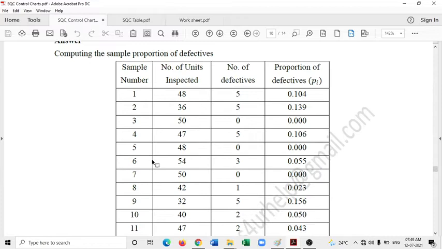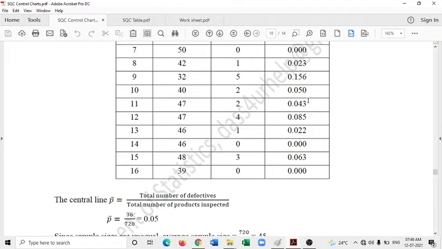Now we have this table calculating the proportion of defectives in each subgroup. So it is 48 items inspected and number of defectives 5, so this is 5 by 48. This is 5 by 36, that is 0.139, 0 by 50, etc. So this column represents the proportion of defectives in each subgroup, that is P1, P2, P3, etc., Pk.